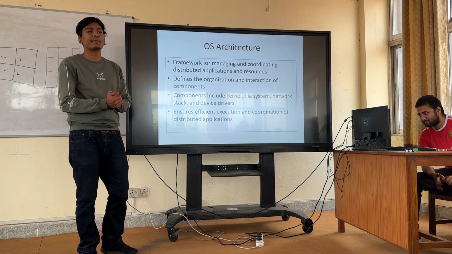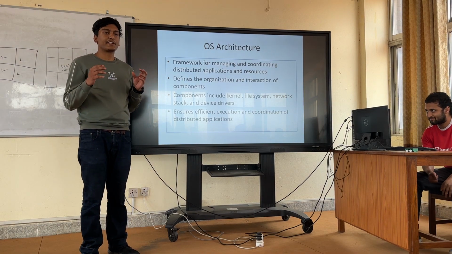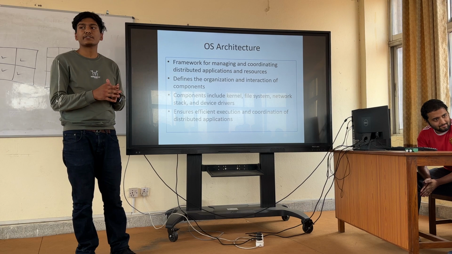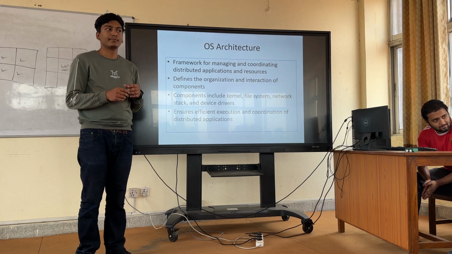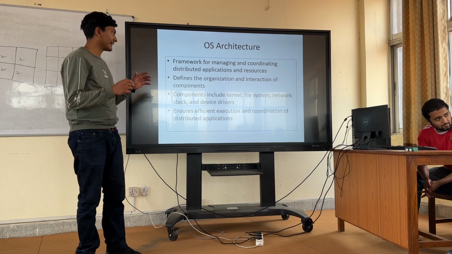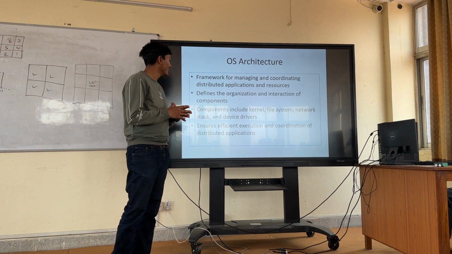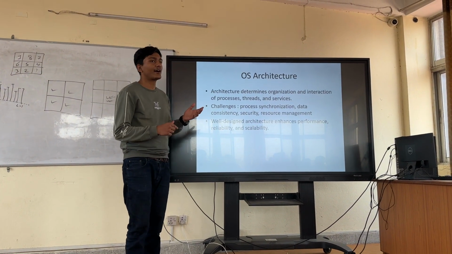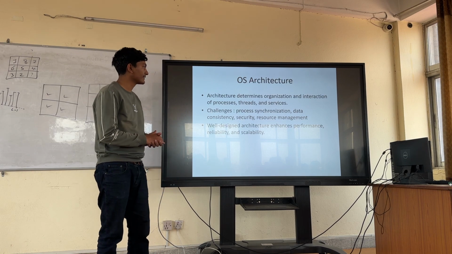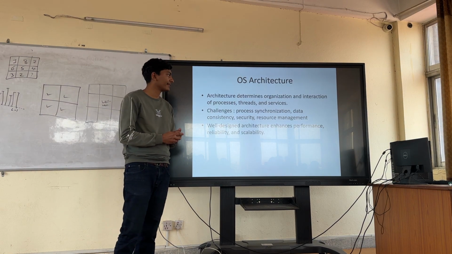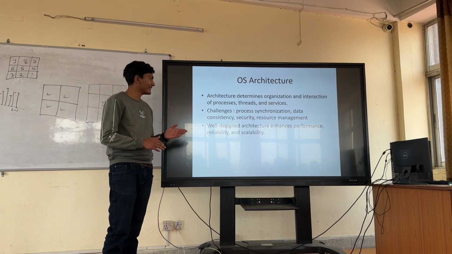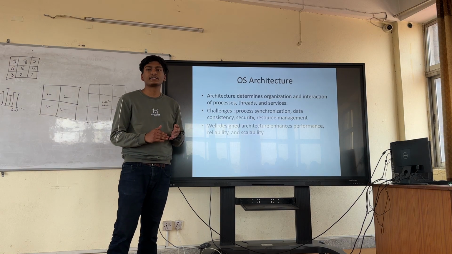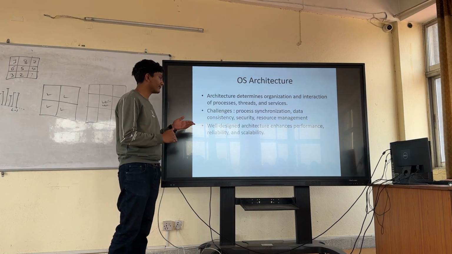So, the operating system has the responsibility of managing the resources, establishing a platform for running different applications, and facilitating the communication between processes and various devices. So, operating system architecture defines how this organization and interaction takes place. The challenges of an operating system are process synchronization, data consistency, security, resource management, and so on. And a good operating system architecture addresses these problems well and enhances the performance and reliability.